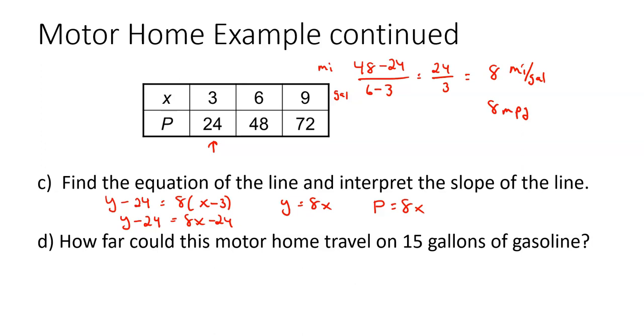How far could the motorhome travel on 15 gallons of gas? Well, 15 gallons of gas isn't one of the points on our table, but yet we have an equation. We have an equation that says you'll go 8 miles on every gallon of gas. So if you have 15 gallons of gas, 8 times 15. All right, we grab a calculator, we multiply 8 times 15, and we get 120. So our 120 is given in miles. We can travel 120 miles on 15 gallons of gas.